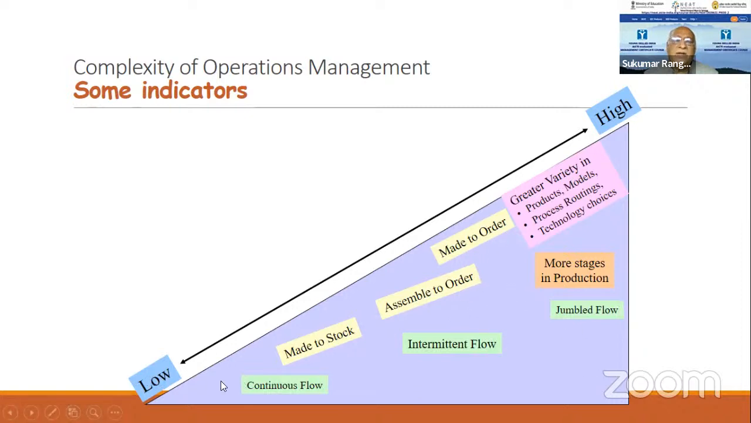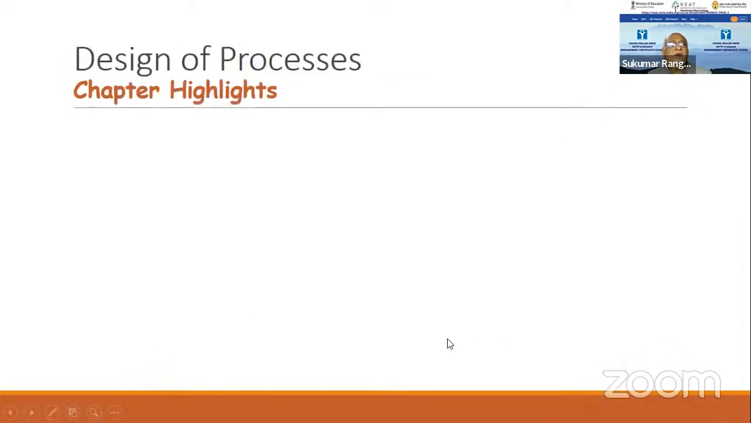These are the three different types as you see here. This to this to this, and this to this here. There are more stages in production, greater variety in products, models, process routines, and technology choices. This, in short, is in toto what is the process design we discussed so far.